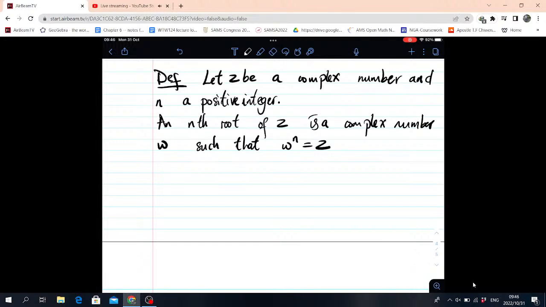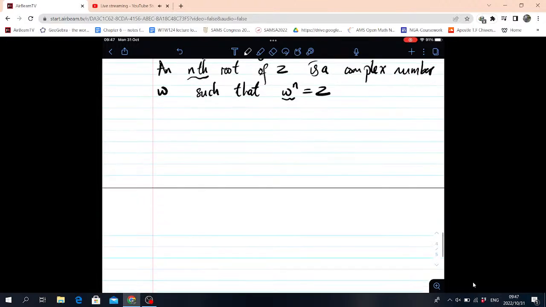So if you try to think about it in terms of numbers already, the square root of 4 means that 2 times 2, 2 to the 2, is going to be equal to 4, right? So basically nth root means if you multiply w by itself n times, then you're going to get z, right? And so we want to be able to find nth roots of a complex number, basically.